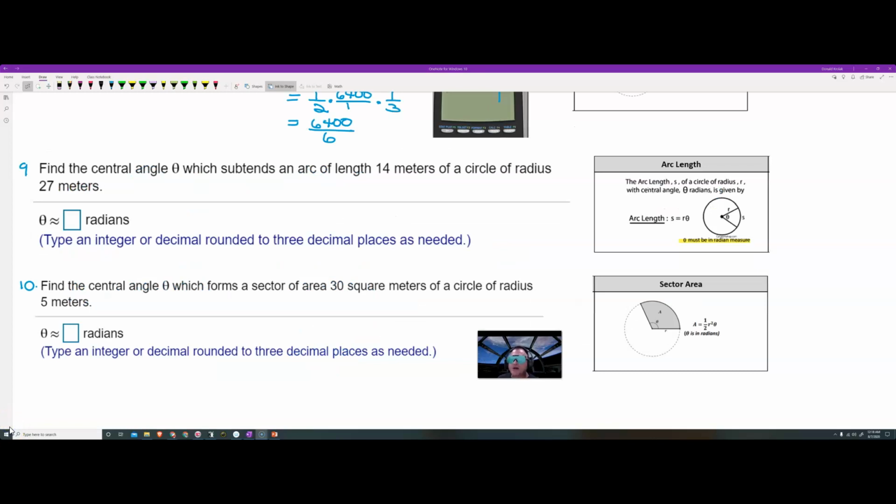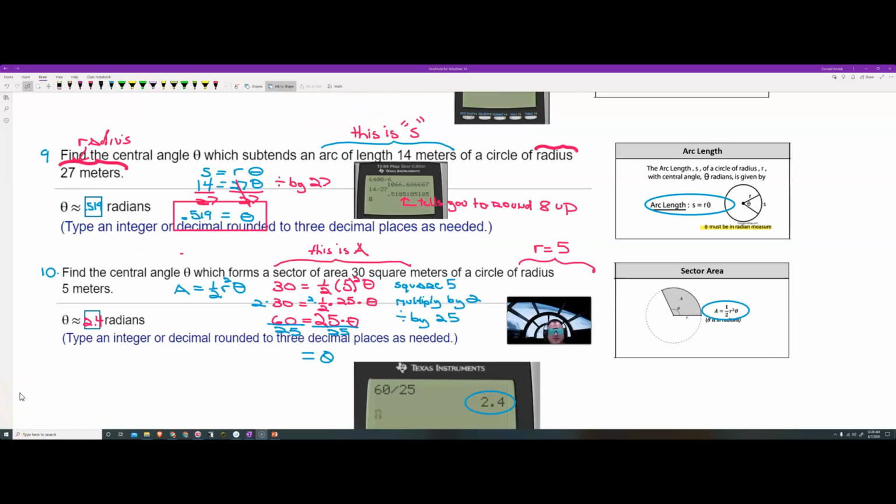The last 2 problems deal with arc length and sector area, but now you have to find the missing angle. So for your arc length problem, you're using your arc length formula, and then for your one that you know the area of a sector, you're using your sector area formula. Pause the video, work them out, and see how you did. And here are your answers.